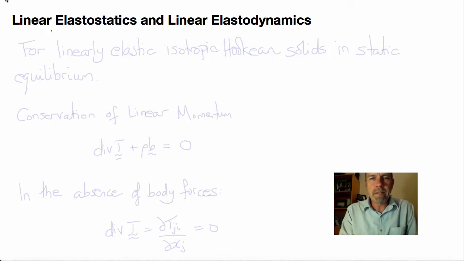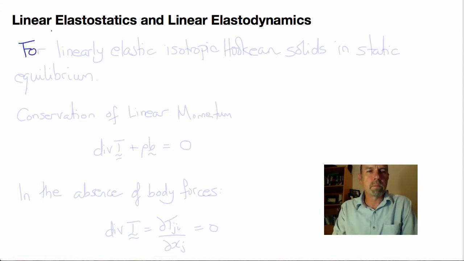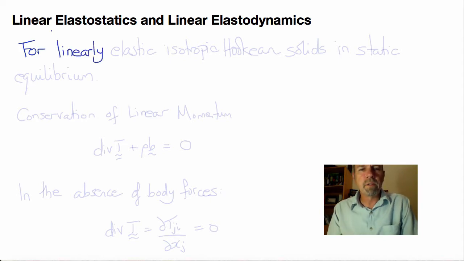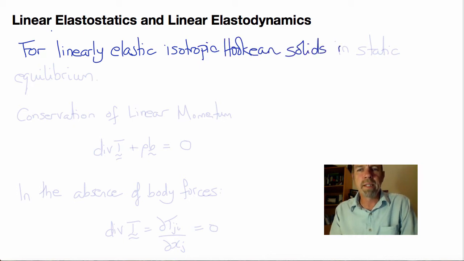Welcome back to BE110. Today we're going to derive the equations of motion for the special case of linear elasticity, and thereby obtain the equations of linear elastostatics for the case of equilibrium, and linear elastodynamics. So first, considering the case of static equilibrium, we'll consider a linearly elastic, isotropic, Hookean solid in static equilibrium.